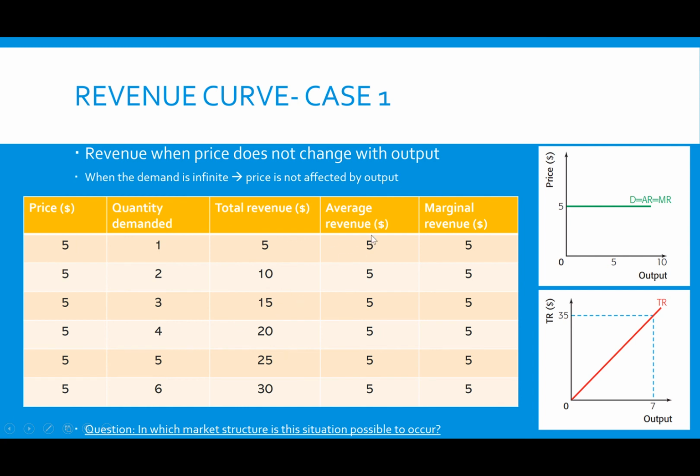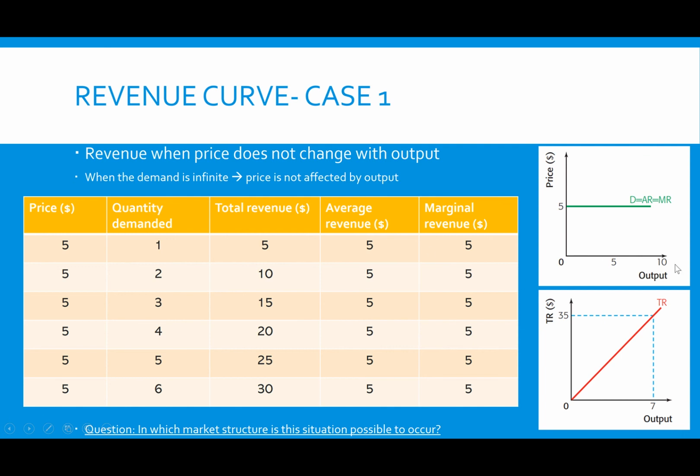Average revenue this time is TR divided by Q, which is the same as price. So here, it's going to be 5 throughout the table. The third one, marginal revenue, will be the same because it is the change in total revenue divided by the change in quantity. There will be a change in total revenue, but at the same time, there will be a change of one unit for quantity. Because total revenue is increasing at a constant rate, increasing by 5 units, marginal revenue will always be 5. 5 divided by 1. That's how it goes.